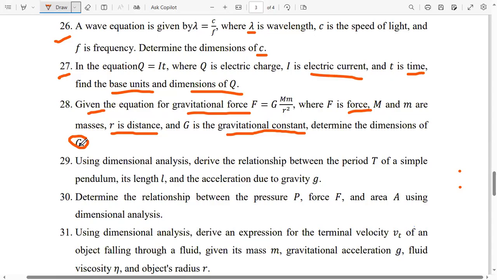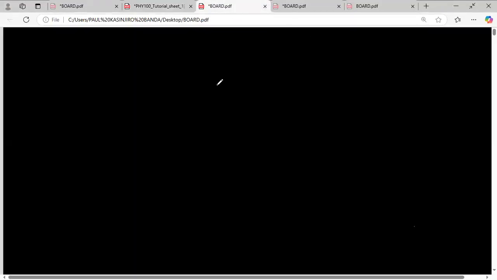So what are we going to do? We just have to make G the subject of the formula, and then substitute dimensions for each and every quantity that is in that formula. So we have force, mass, and distance. So let's write this here.